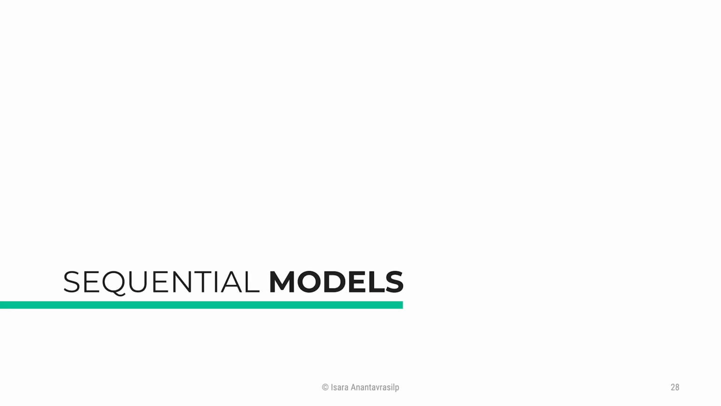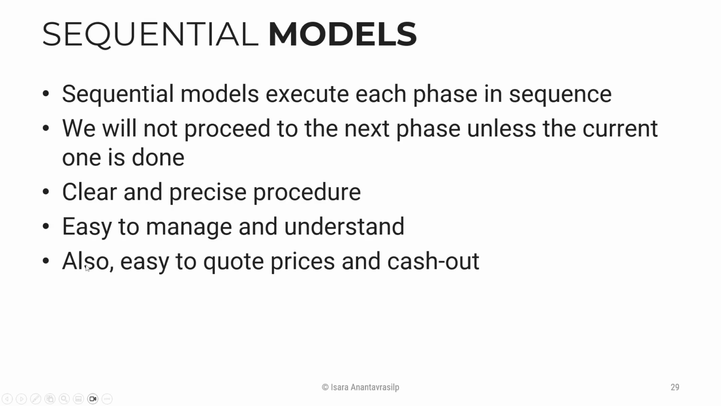Now, let us introduce ourselves to some SDP models. The first is a group of models we call sequential models. Sequential models execute each phase or each activity in sequence. Activity 2 will always come after activity 1. Activity 3 always comes after activity 2, and so on. You will not skip any steps, and you will not do anything in parallel.